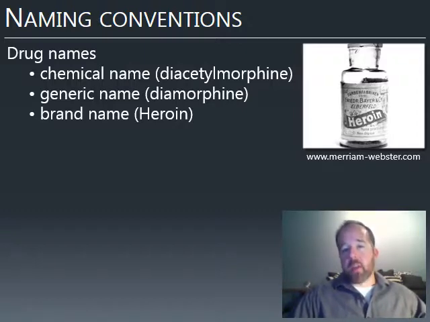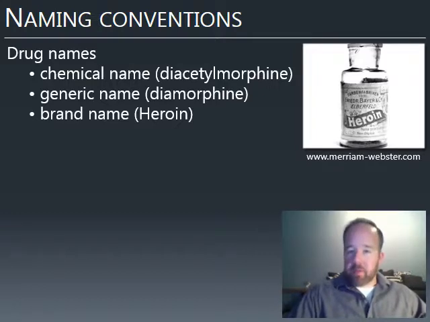Many people don't know that heroin was actually a brand name. The Bayer company, the same company that makes aspirin, developed heroin. They chemically modified morphine and named it heroin. It was sold commercially. Most people think of heroin as a generic name or a chemical name or even just a street name. But it was, in fact, a brand name. It was marketed under the name heroin.